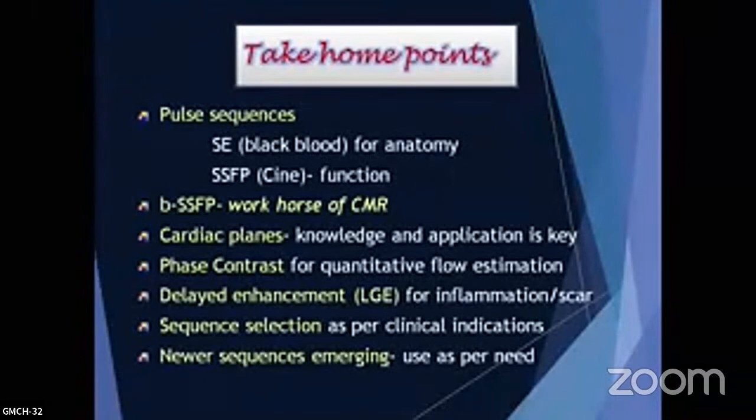So with this, I would like to conclude my talk. And if you want to go from after this lecture, you must know the pulse sequences are of two types, either static or dynamic. If it is a static sequence, it can be a black blood sequence or a bright blood sequence. If it's a bright blood sequence, it is usually a steady state or SSFP sequence. And the SSFP sequence is the workhorse for cardiac MR, in which we do cine sequences.